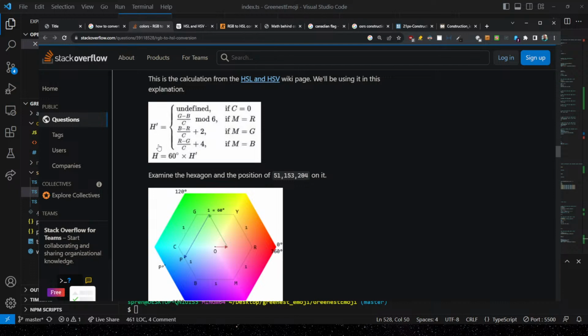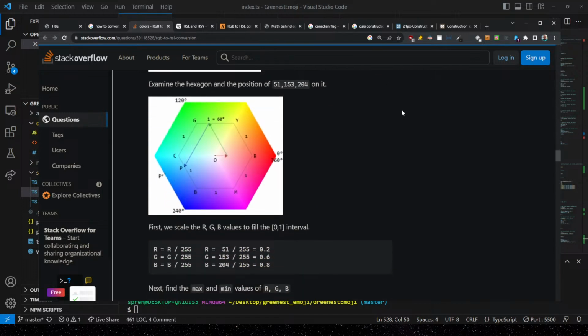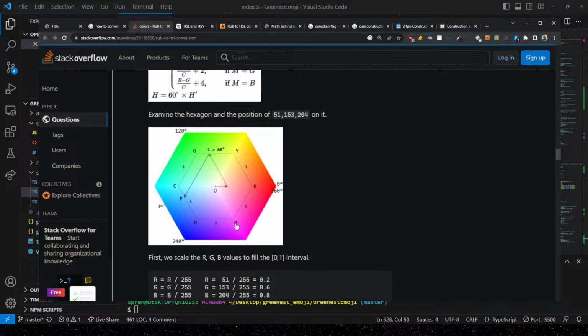Hue is equal to 60 degrees times h prime. And h prime has a four-conditional kind of definition here. We've got some unknown letters we have to figure out, which are C and M. There's a lot of letters going. Here's P and P prime. This is a lot. So wait, C, cyan, M, magenta.